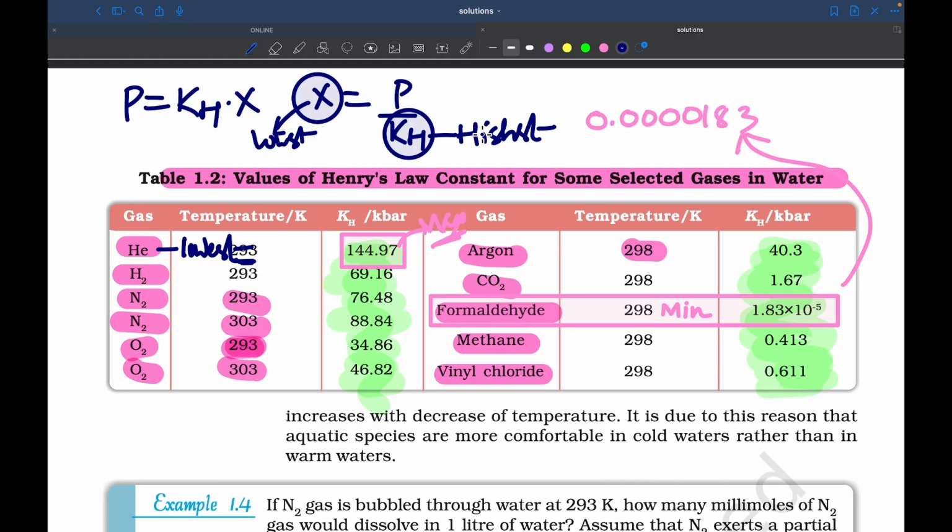If KH value is lowest, x value would be कैसे होगा? मैक्सिमम होगा. So x is what? The amount of gas dissolved in the liquid. So therefore formaldehyde's solubility is maximum. Do you understand this one? समझ में आ गया ये?